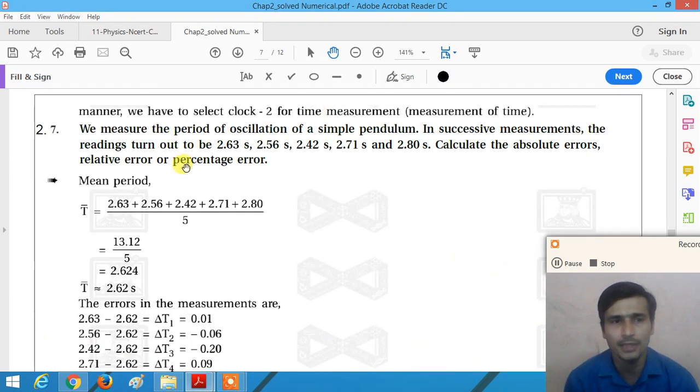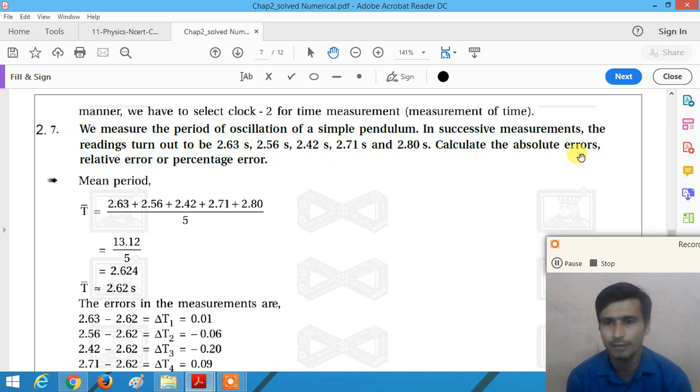Now example number 2.7. We measure the period of oscillation of a simple pendulum. In successive measurements, the readings turn out to be 2.63, 2.56, 2.42, 2.71 and 2.80 seconds. Calculate the absolute error, relative error and the percentage error in the measurement. We need to calculate the absolute error.